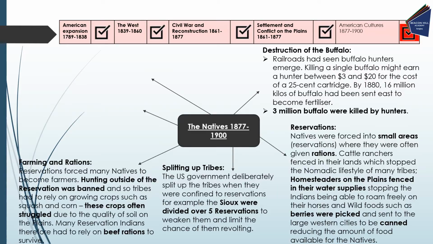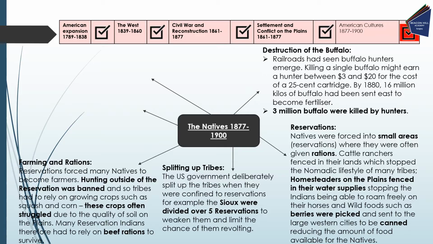We also have farming and rations, so reservations force many natives to become farmers. Remember, this is not natural to their tribe. This is not something that they have done as a pastime. So hunting outside of their reservation was banned, and tribes have to rely on growing crops such as squash and corn. These crops often struggle due to the quality of soil on the plains. Remember, we looked at some of the solutions that homesteaders came up with due to the land being such poor quality. So we know that the farming for these native tribes is not going to go well.